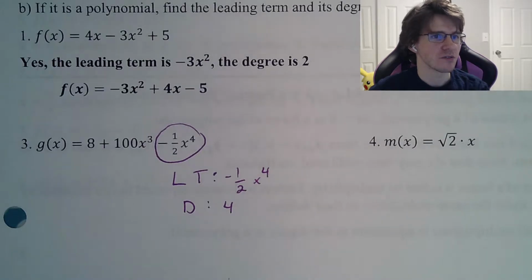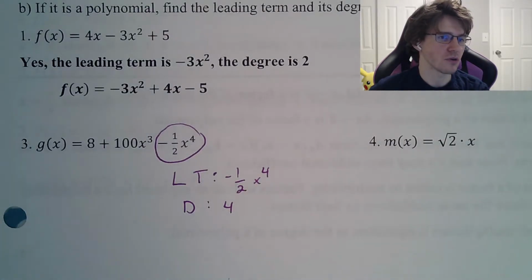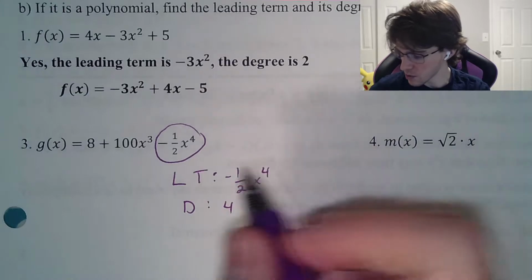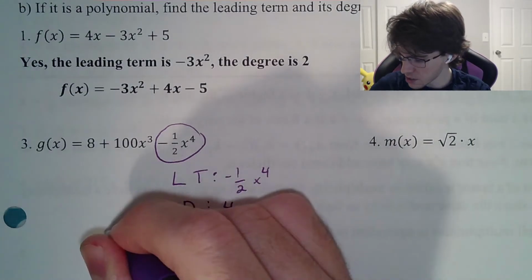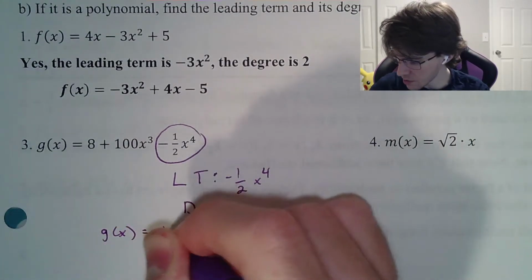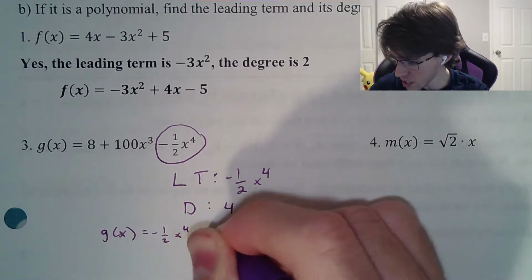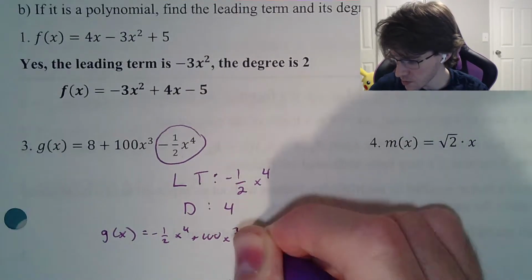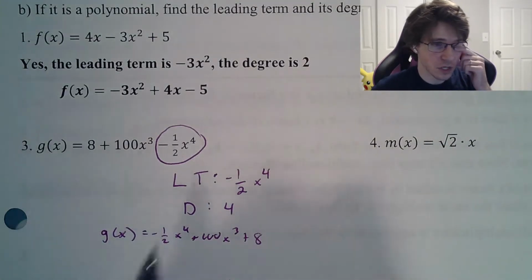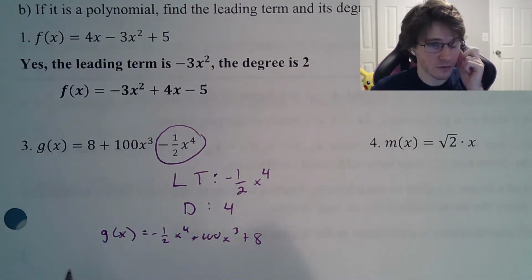And finally, to write it in the quote-unquote correct form would be to write the largest exponent first. So it would be g of x is negative 1/2 x to the fourth, then you go down in exponent size, x cubed plus 8. So just make sure you're writing in the correct order for the quote-unquote standard form.